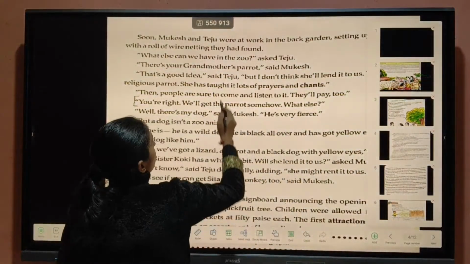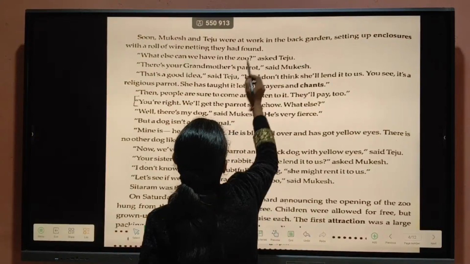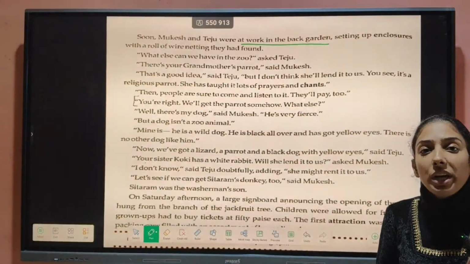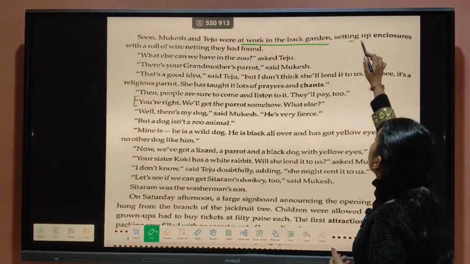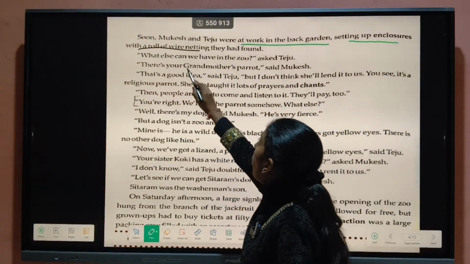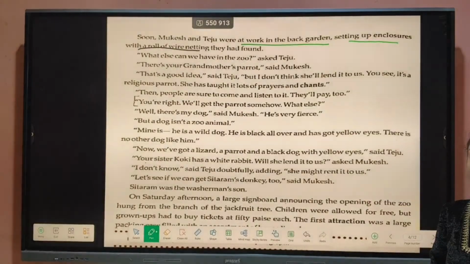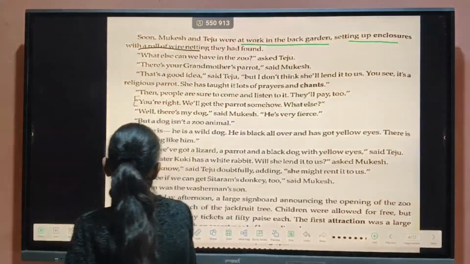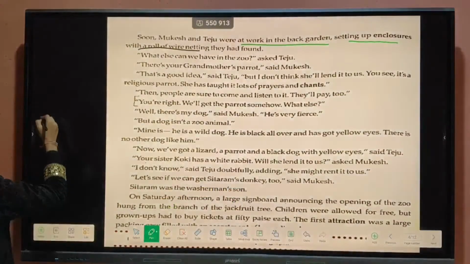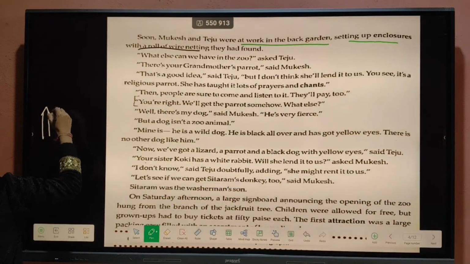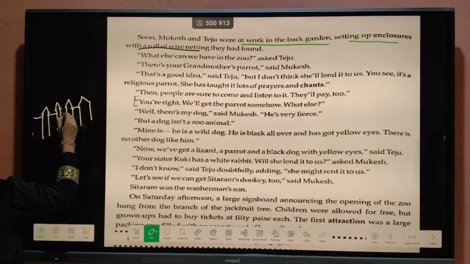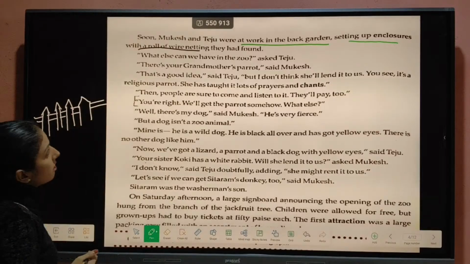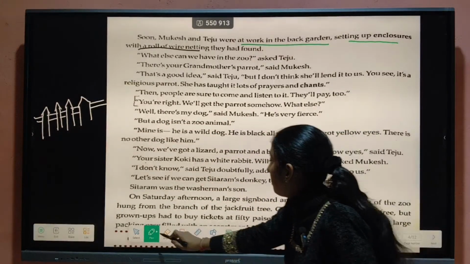Soon Mukesh and Teju were at work in the back garden. Now Mukesh and Teju, they were going in garden to collect some more animals, setting up enclosures with roll of wire knitting that they had found. Now what they were doing, beta? They were making enclosures. Enclosure means they were making fence like this. Okay, an area with fence so that they can keep their animals at one place. Okay, so they were building fences backside in their garden.